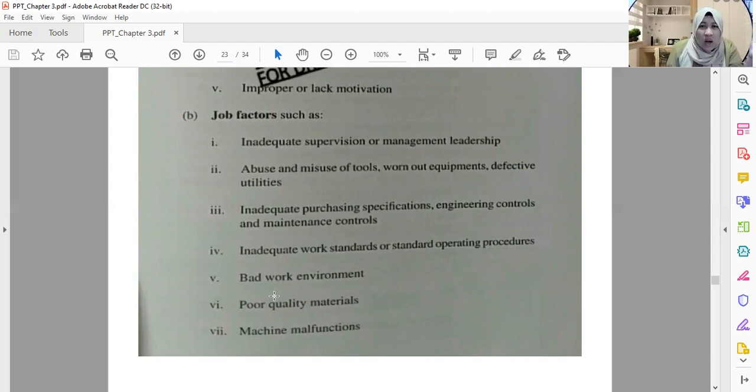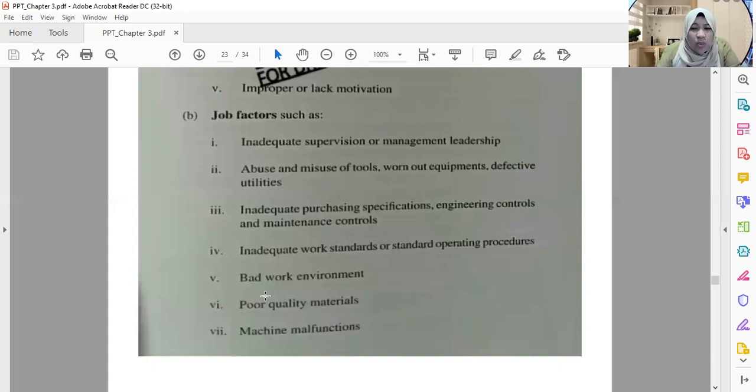Okay, let me show you the right things to do. Abuse and misuse of tools, worn out equipment, defective utilities. So we need to say the tools are being used not according to their features and functions. For example, if you want to cut something, we use scissors or a knife, but maybe you use something else in order to cut, like a saw. So it depends, you have to know the function as well.